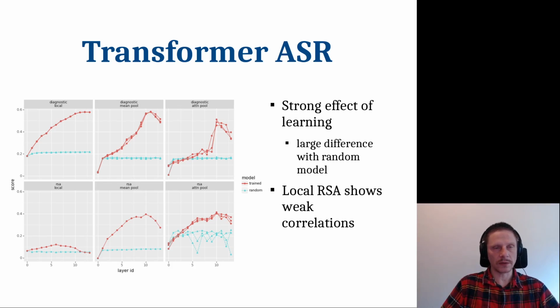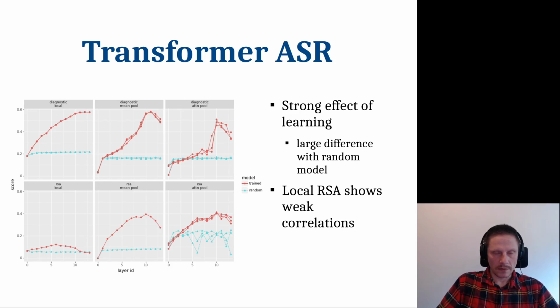The first column is the local scope. The second and third column are the global scope with mean and attention pooling respectively. So what do we see in general? We see a strong effect of learning in the sense that the red and cyan lines are clearly separated. So there is a large difference between the trained and untrained model in terms of what they encode in terms of phonological representations.